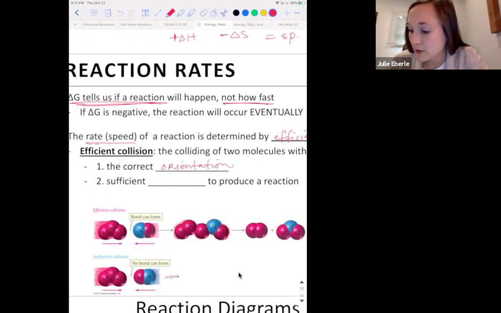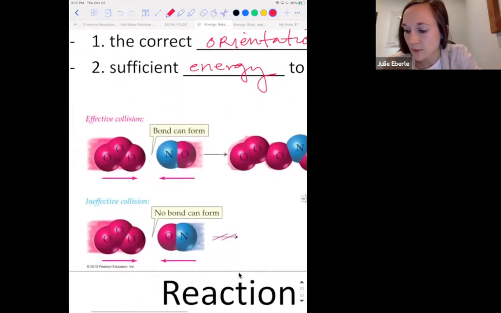And number two, you have to have sufficient energy. So you have to have the correct orientation, you have to have sufficient energy, then you can get a reaction. An example is down here. This is a picture from your textbook.